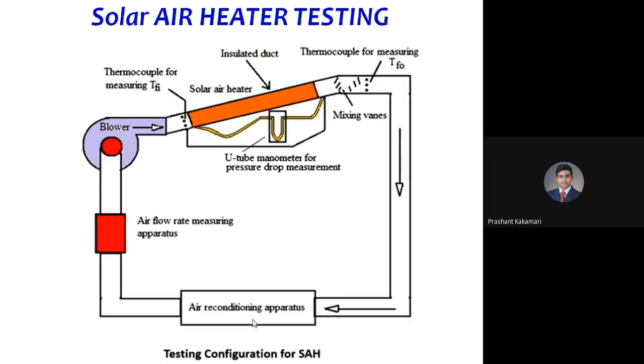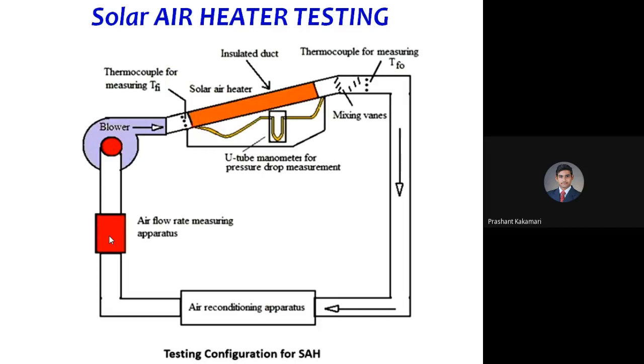the artificial air heater can be used. We need a blower. We need pressure drop measuring devices. Then we need airflow measuring devices here, airflow or fluid flow you can say, because if it is a liquid or chemical or water, I can say fluid flow measuring apparatus. Then we also need fluid reconditioning apparatus, or here an air conditioning or reconditioning apparatus.